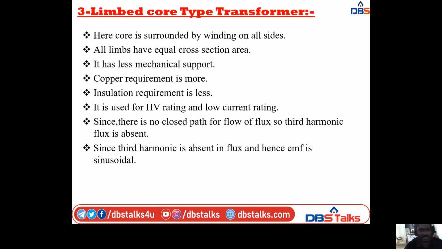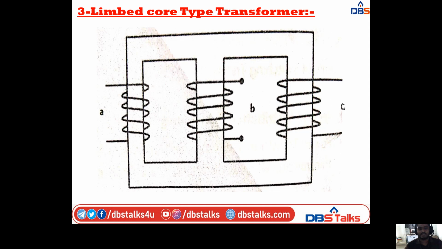Here I will show the diagram of this three-limbed core-type transformer. So this is the three-limbed core-type transformer. Here we have the primary, secondary, three phases, three windings, and all windings are connected to the common magnetic core. These are named as A, B, C.